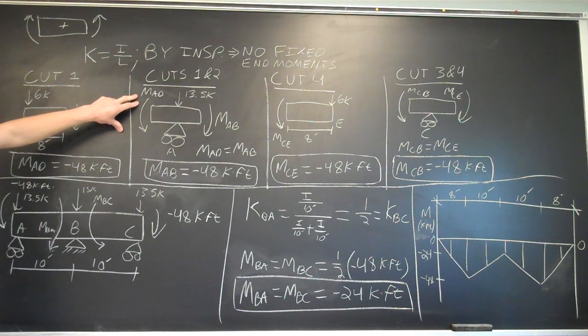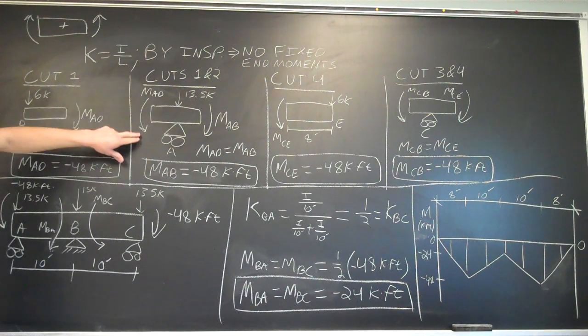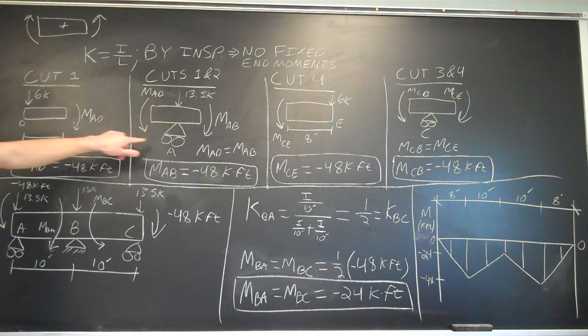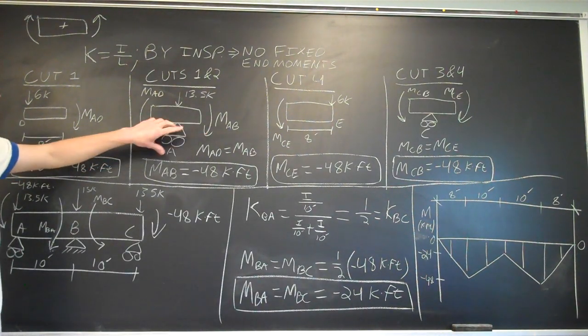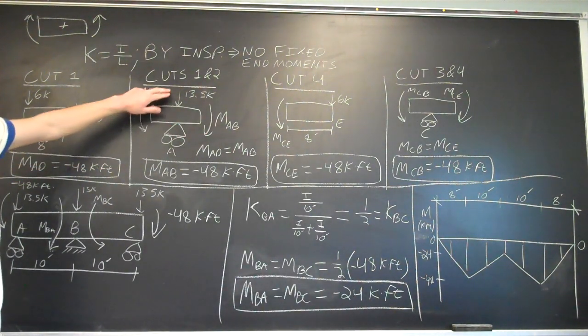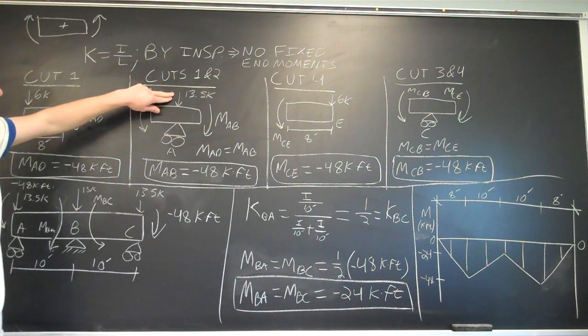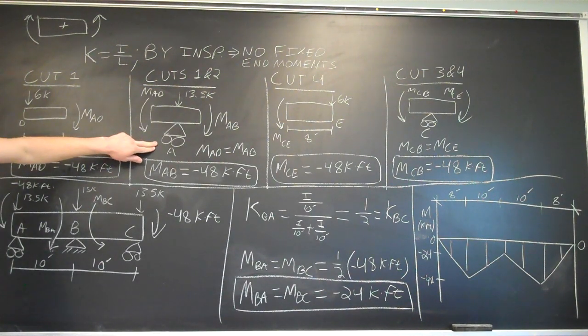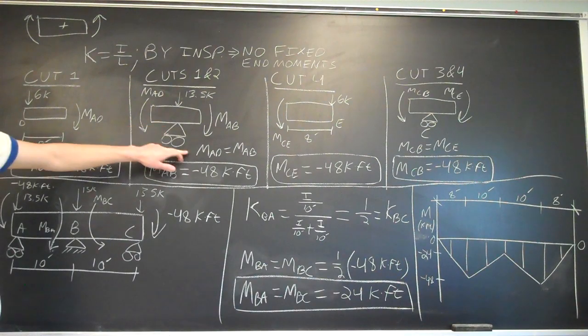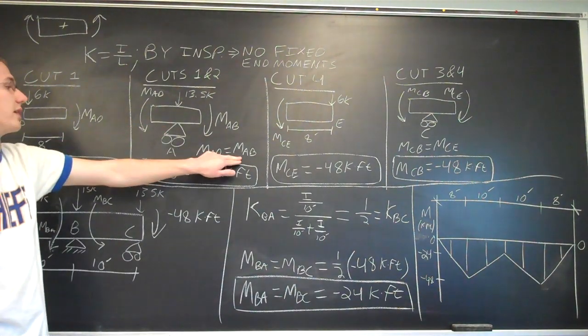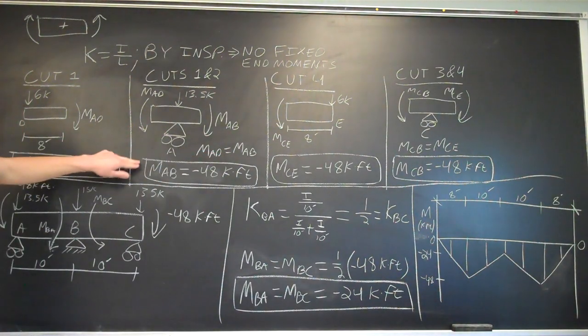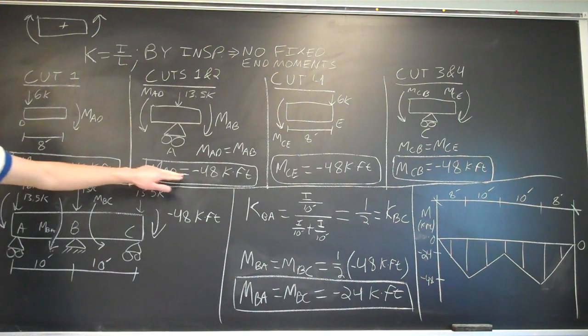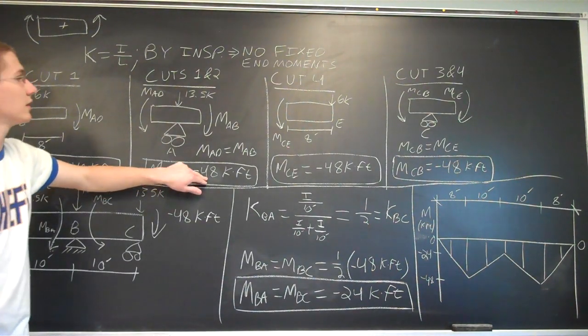Now, between cuts 1 and 2, there's the moment from AD, which we calculated previously, and the moment from AB, which is what we're trying to find. The point load, again, acting directly above A, contributes no moment when taken about A, and therefore MAD has to equal MAB, resulting in an MAB of negative 48 kip feet.